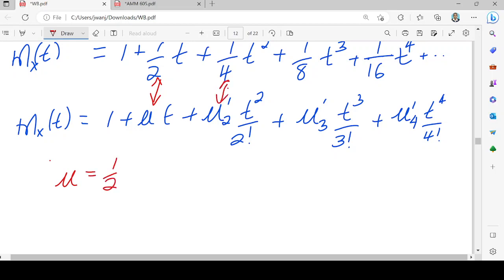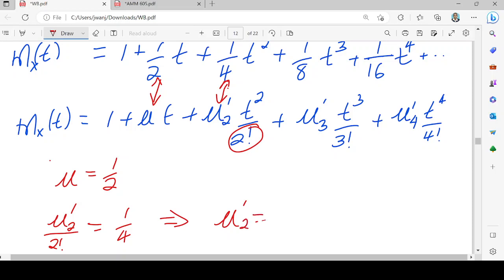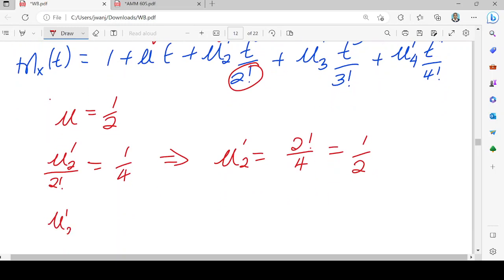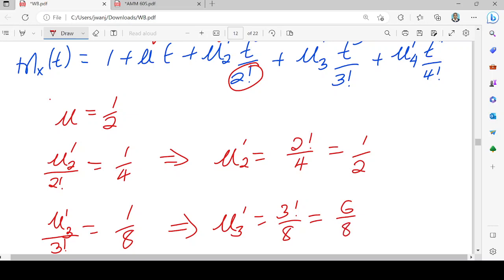Then the next one, we equate this with this. Here we have 2 factorial, so we write mu prime 2 over factorial 2 is equal to 1 over 4, which implies that the second moment about the origin will be equal to 2 factorial divided by 4, which is 1 over 2. Then we equate this to this. There is a 3 factorial here, so we write mu prime 3 over 3 factorial is equal to 1 over 8. This implies that the third moment about the origin will be equal to 3 factorial over 8. 3 factorial is equal to 6, so we get 6 over 8, which is 3 divided by 4, or 0.75.